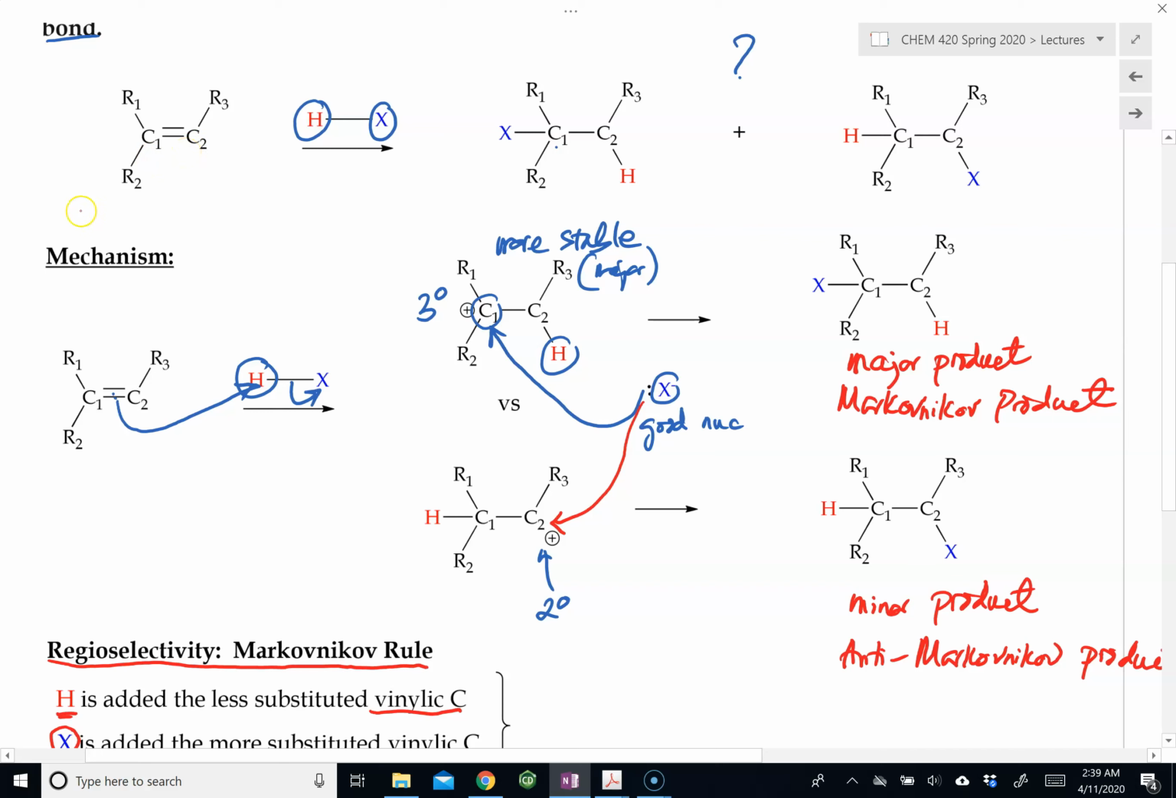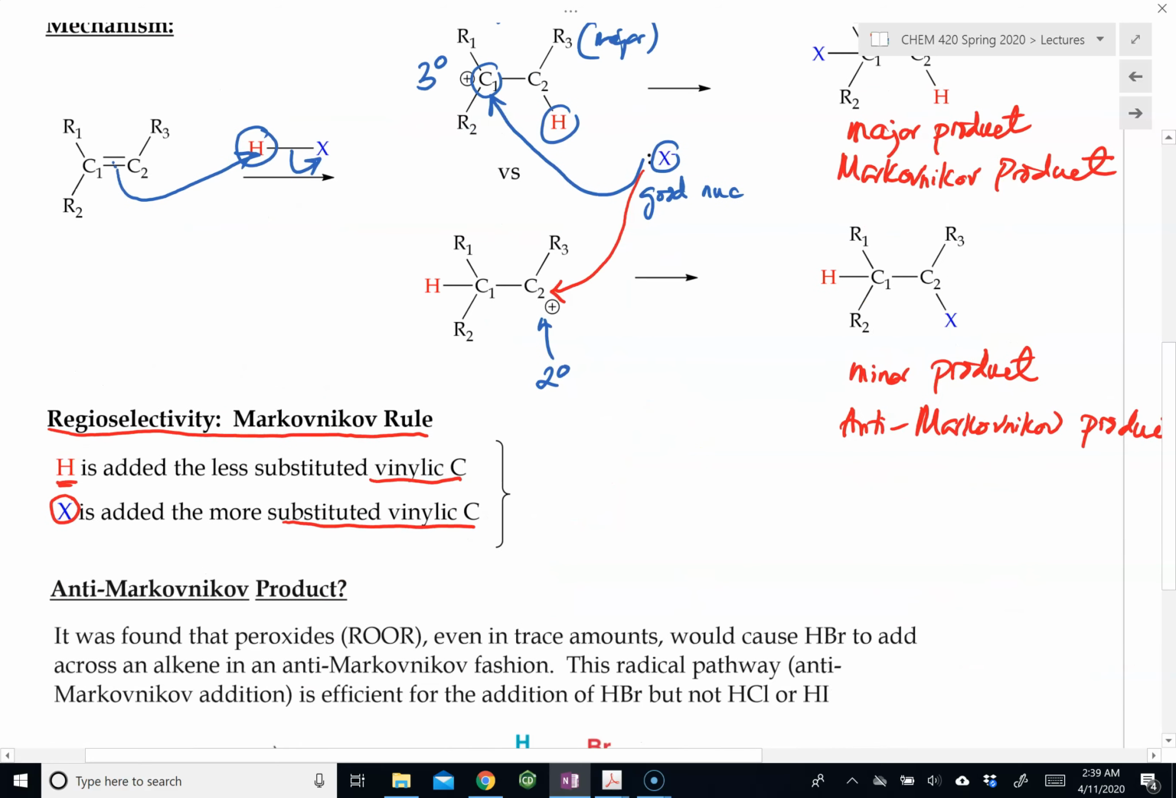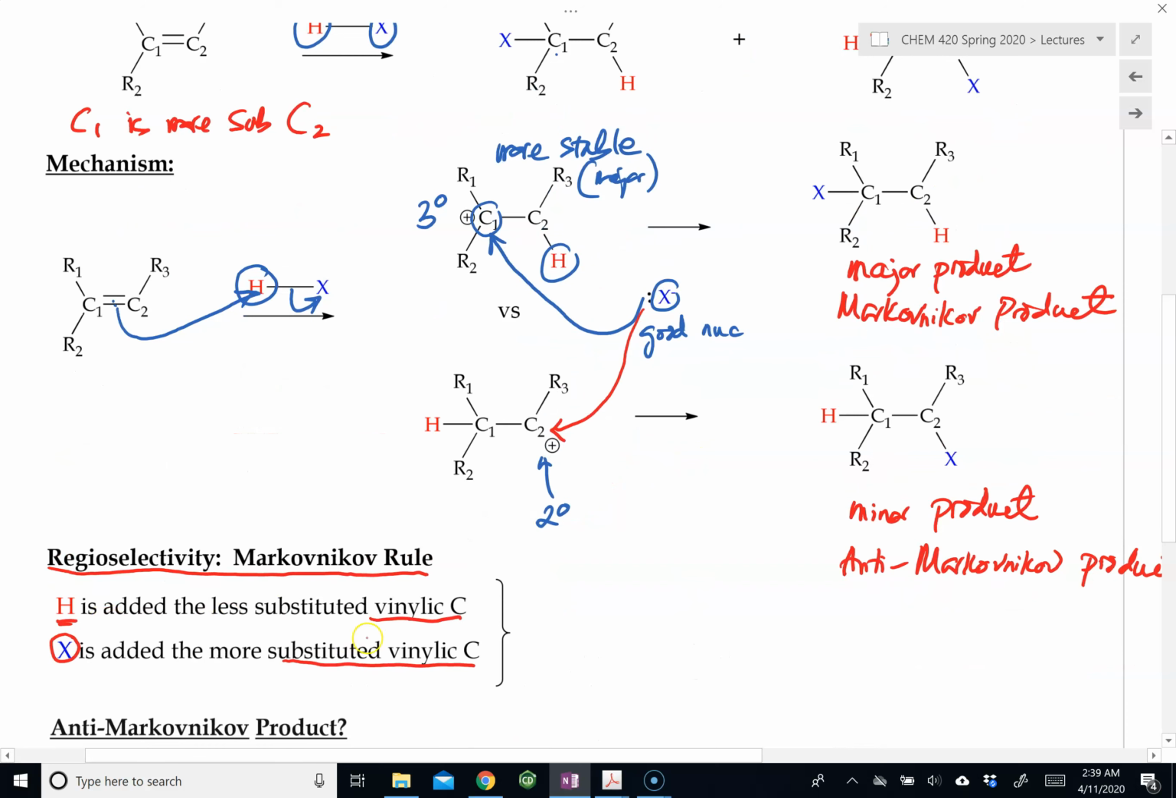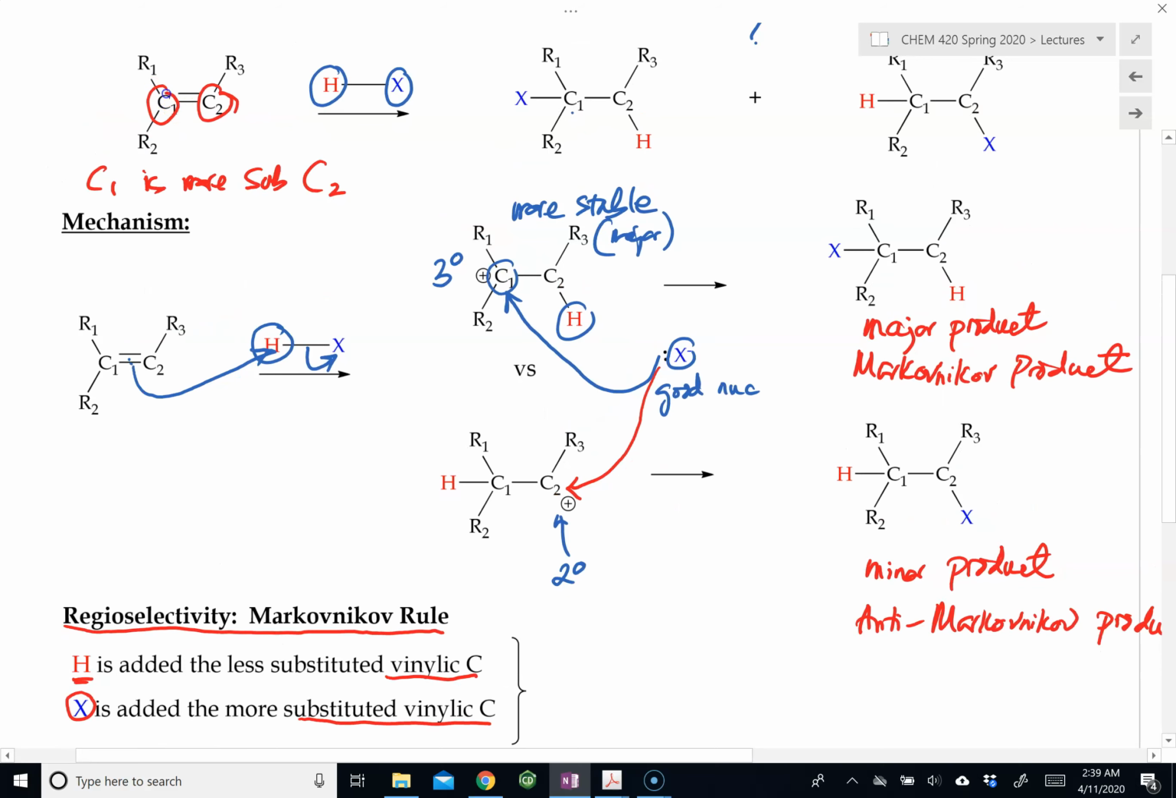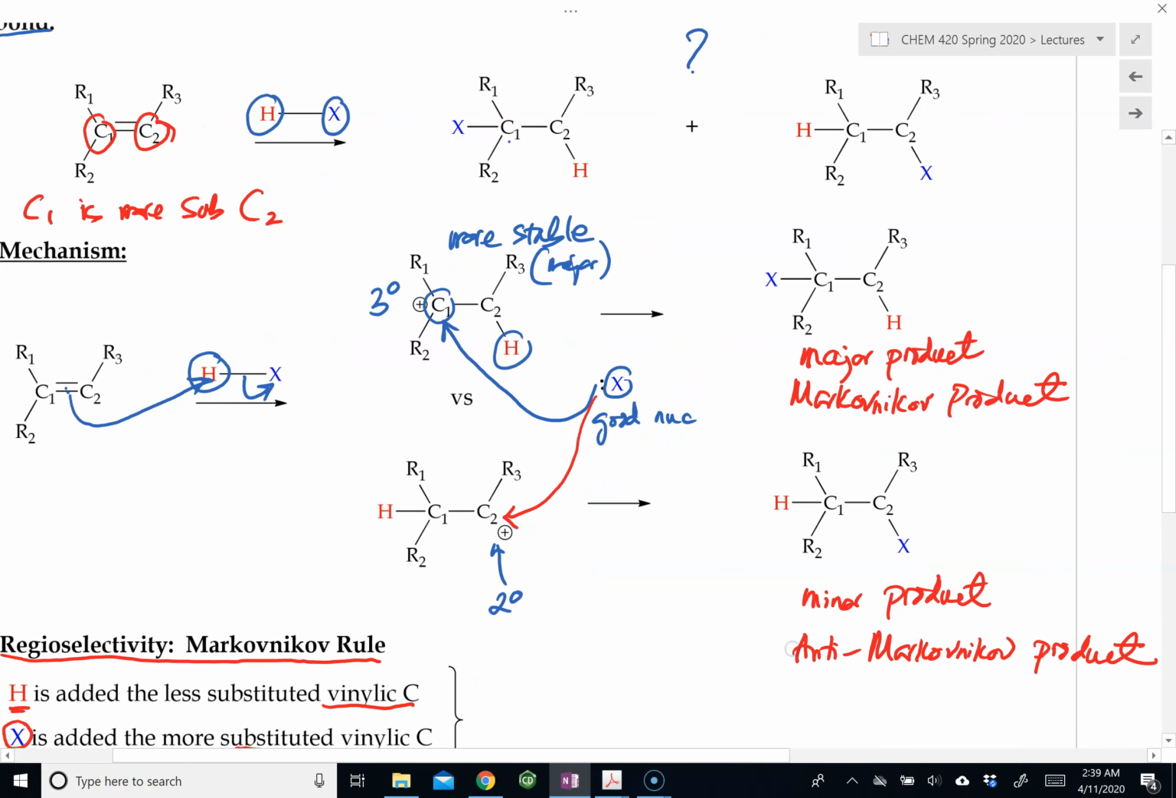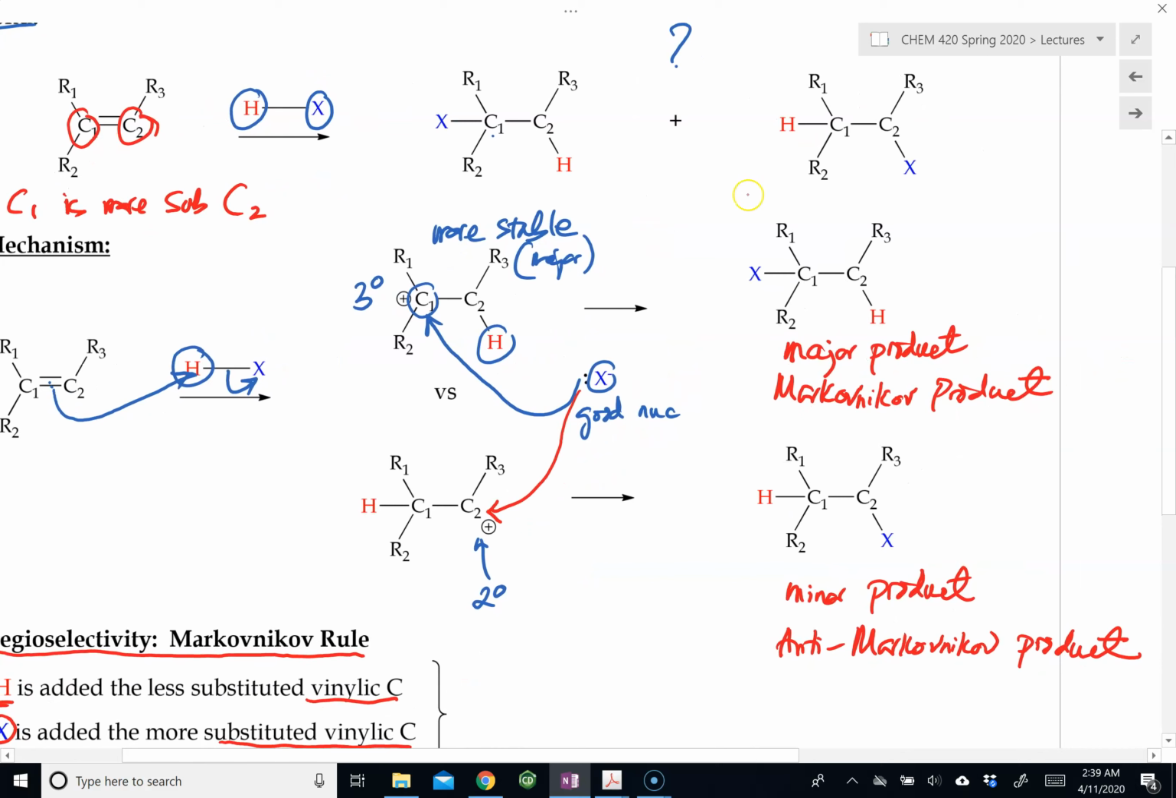In this case right here, we can see that C1 is more substituted than C2. So based on Markovnikov, he described it as follows. The hydrogen is added to the less substituted carbon, in this case carbon 2, and the X is then added to the more substituted vinylic carbon, in this case carbon 1. So that's how Markovnikov described the product, and that's what we have seen here.